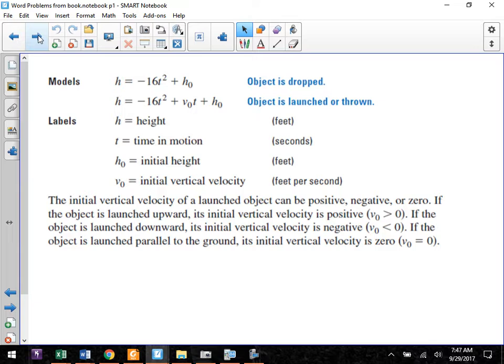Well, yeah. Gravity drops the ball. Did I get it?